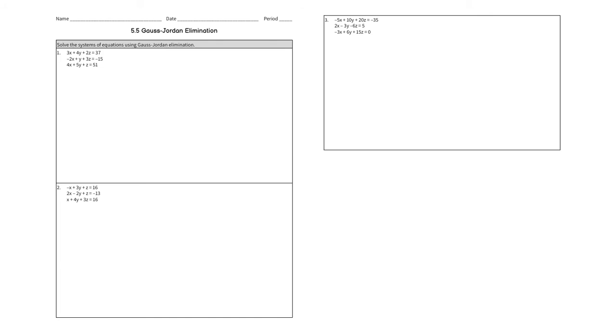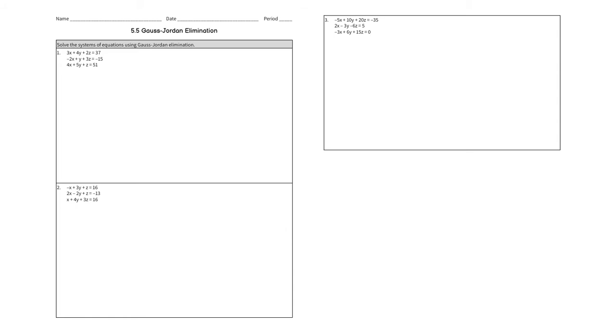Friday, we learned Gauss-Jordan elimination. And so today you guys are going to have an assignment over it. It is 3 systems where I need you to find the solution. So we're going to do the first one together, number 1, and then the other 2 will be what is being counted for a grade.